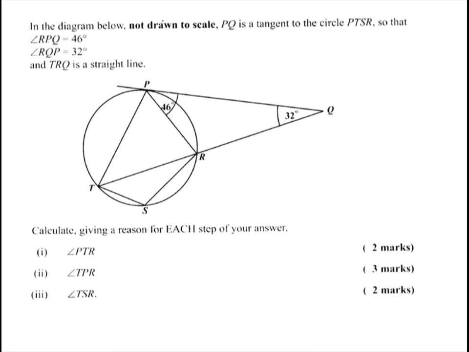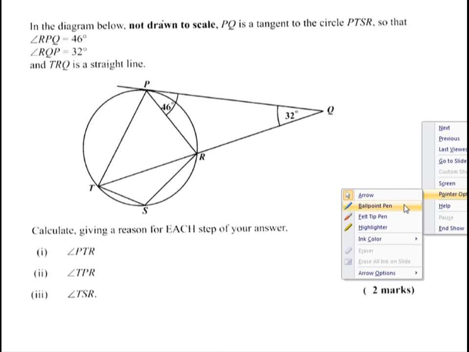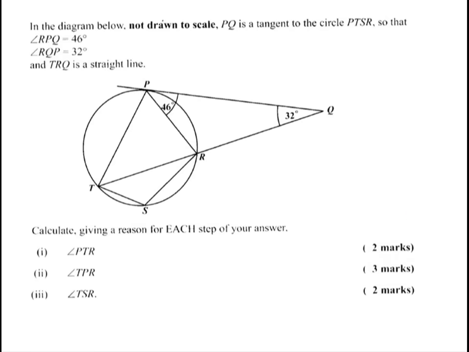So the first question. In the diagram below, not drawn to scale, PQ is a tangent to the circle PTSR. So angle RPQ is 46 degrees. Angle RQP is 32 degrees and TRQ is a straight line. So what we're going to do, we're going to examine all this information to make sure we understand what's going on there. And I'm going to carry through the thought process as to how you solve a problem like this.